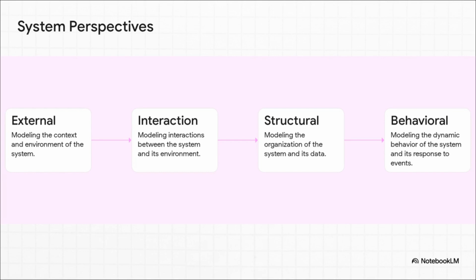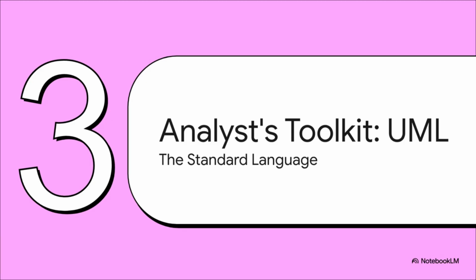The external one shows us where our system fits into the big, wide world. The interaction view is all about how it talks to users or maybe other systems. The structural perspective is kind of like an X-ray, showing all the parts inside. And finally, the behavioral perspective shows how the system actually acts and reacts when things happen. Put them all together and you've got a really complete picture. Now, to draw these maps, analysts don't just grab a napkin and a pen.